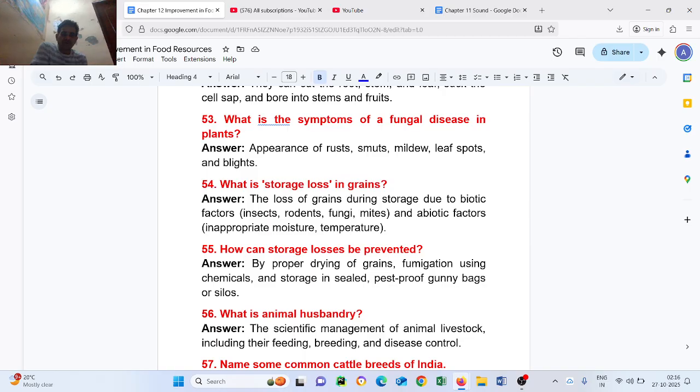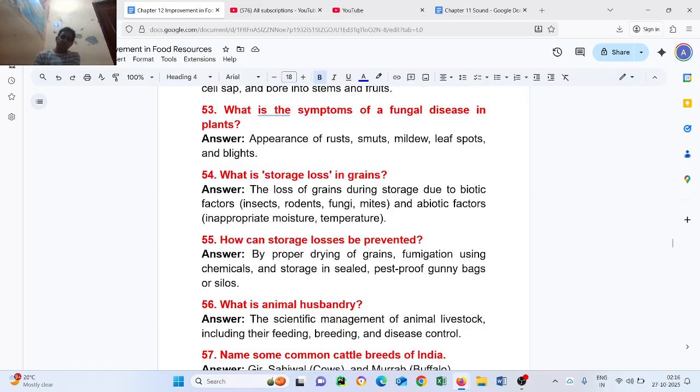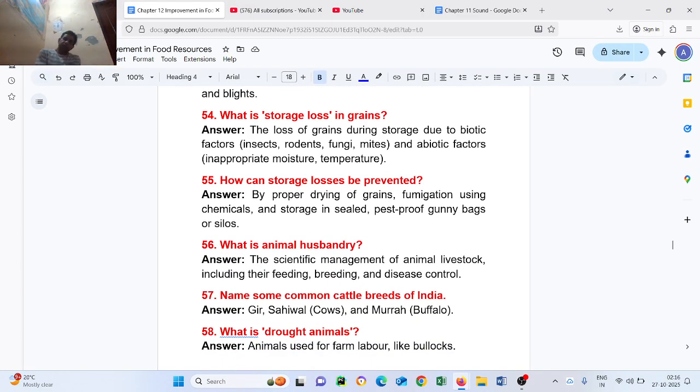Question number 56. What is animal husbandry? The scientific management of animal livestock, including their feeding, breeding, and disease control. Question number 57. Name some common cattle breeds in India. Gir, Sahiwal cows, and Murrah buffaloes.